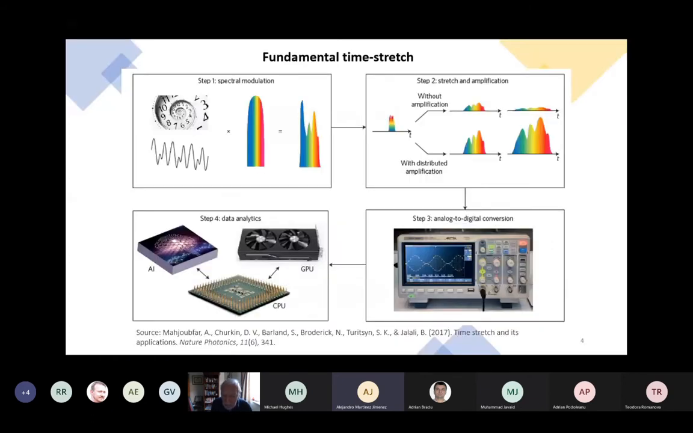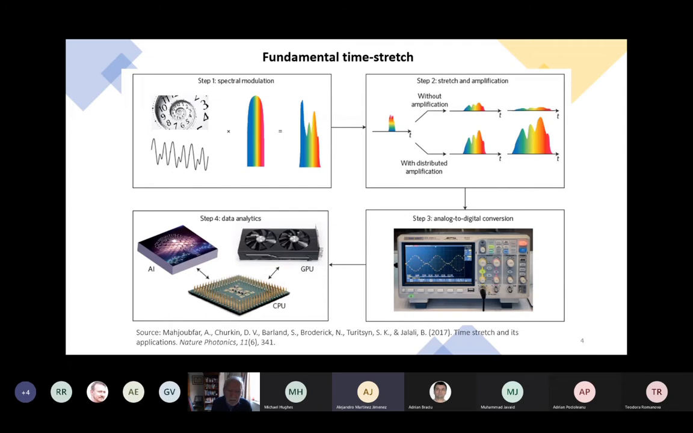So let's explain a little bit of what TenStreet is about. In step one, the information is modulated onto the optical spectrum. For imaging applications, this step is a spectral encoding of the data onto the broadband pulse via illumination with a rainbow, a spatially dispersed broadband pulse.